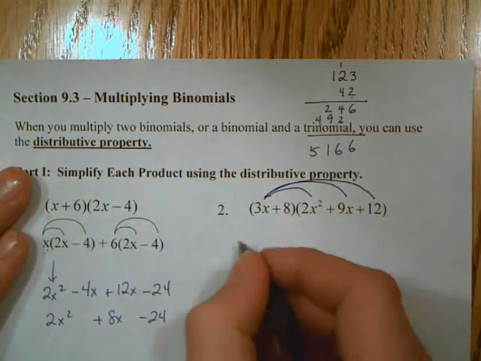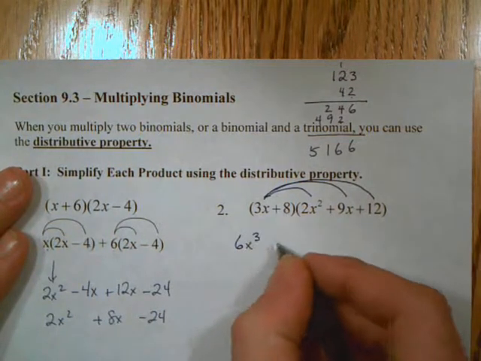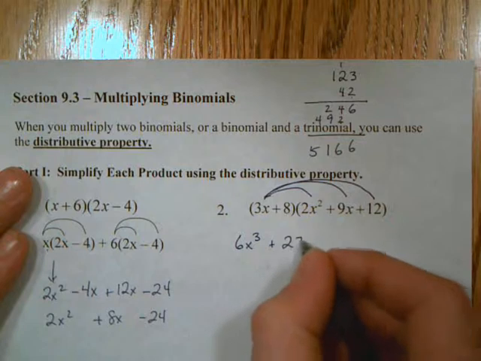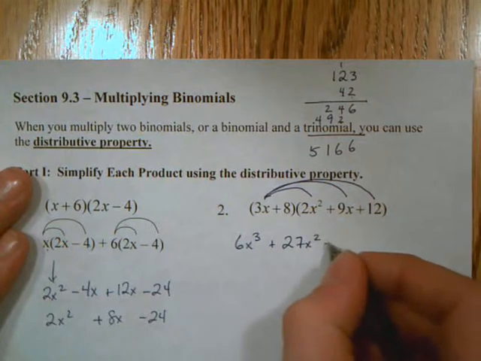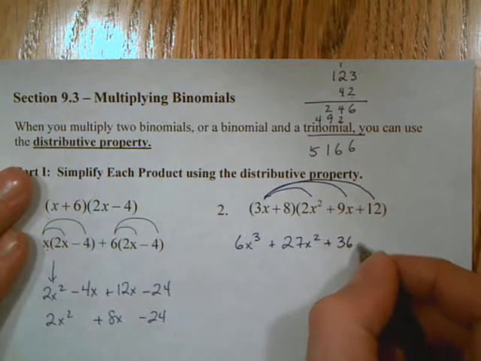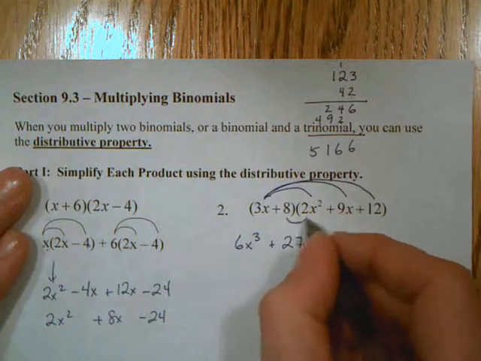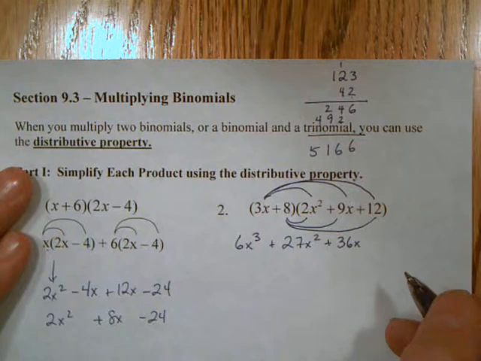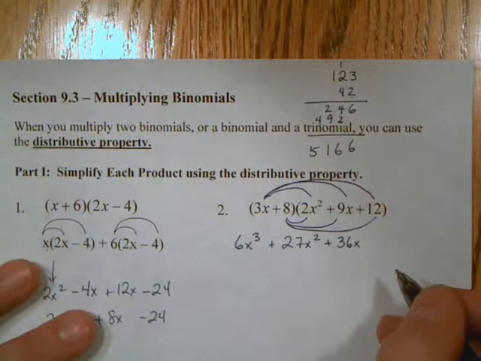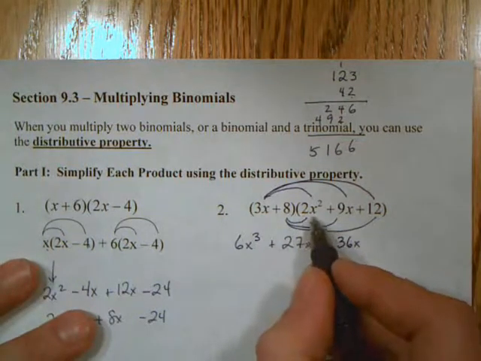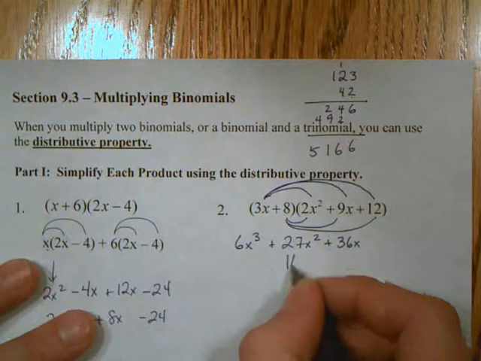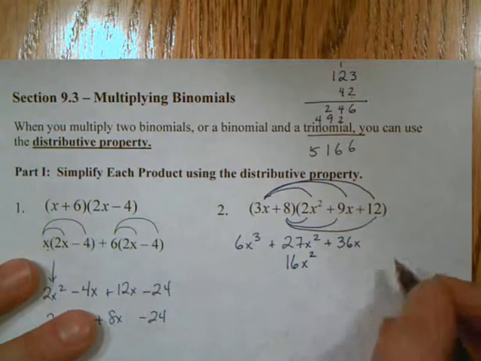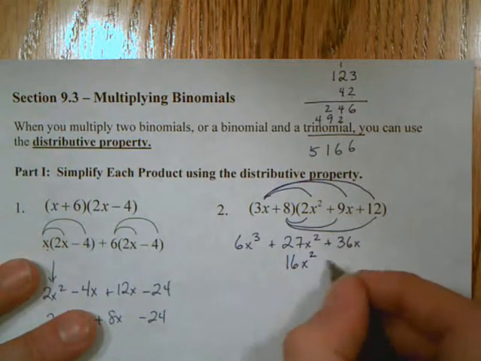We're going to first multiply the 3x times each of the terms in the second parentheses. 6x cubed plus 27x squared plus 36x. Now we're going to multiply the 8 times each of the terms in the back parentheses. What I'm going to do is something called the vertical method and line them up.